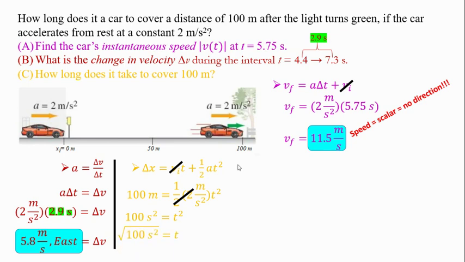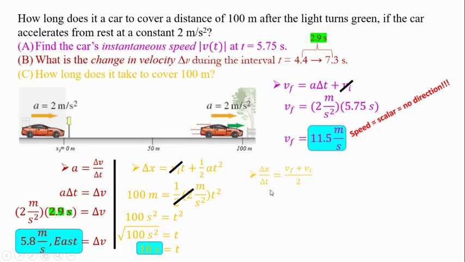So therefore, to get t by itself, we square root both sides. Square rooting the right side, you can't take out the exponent there. And then the square root of 100 is just simply 10. So that's your answer for part C. It would take 10 seconds to cover the first 100 meters shown in the diagram there.